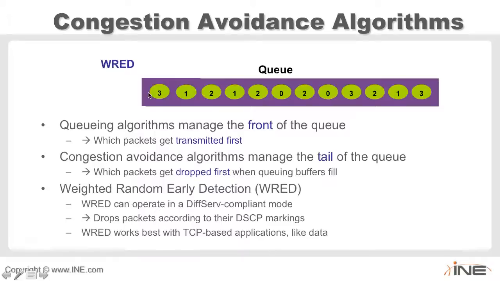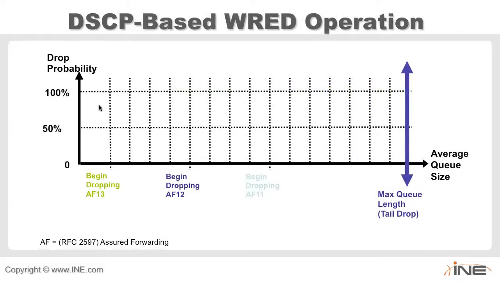So taking a look at DSCP weighted RED operation, here's where we begin dropping AF13, then 12, then 11. Okay, so we drop 13, then 12, then 11. Just another graphic to try to illustrate the same point, because weighted RED and DSCP assured forwarding with the drop probability have historically been probably one of the biggest points of confusion for students of mine in QoS.